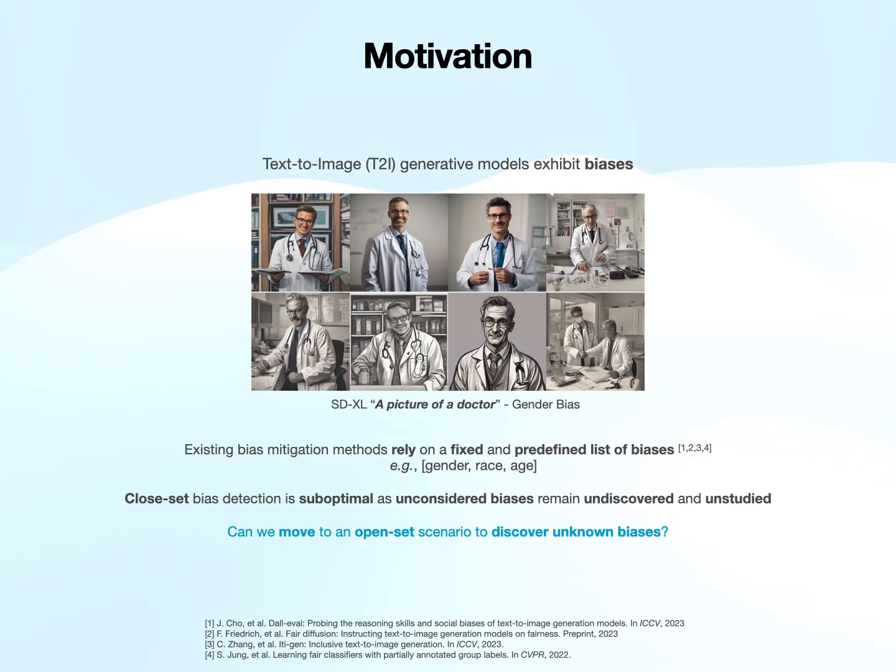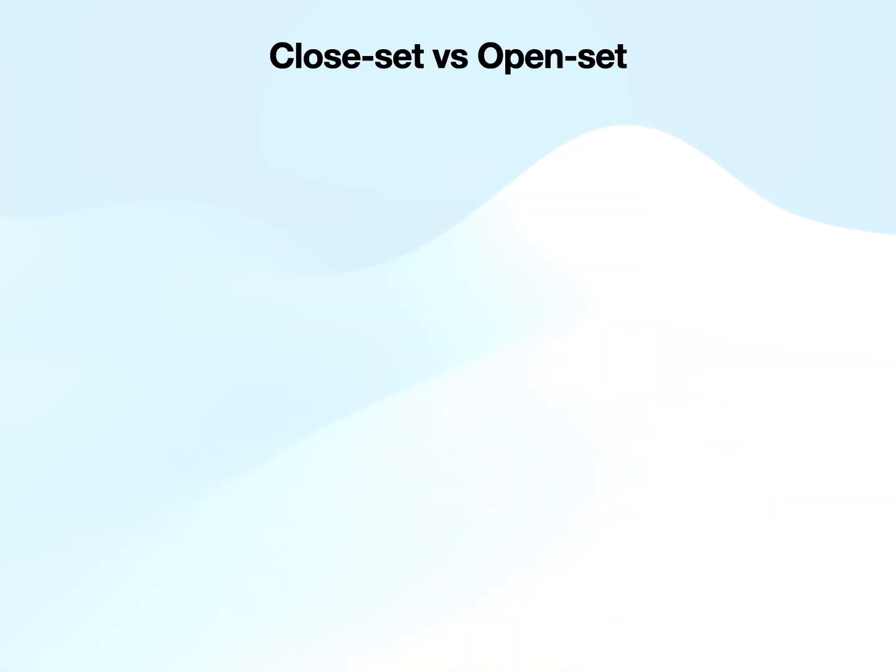This issue motivates bias mitigation research. However, existing studies focus on a predefined set of biases, such as gender, race, and age. While these represent perhaps the most sensitive biases, we argue that other biases remain undiscovered and unstudied. Therefore, a closed-set formulation to bias detection is suboptimal. Consequently, the core research question of this paper is, can we move to an open-set scenario to discover unknown biases without predefining them?